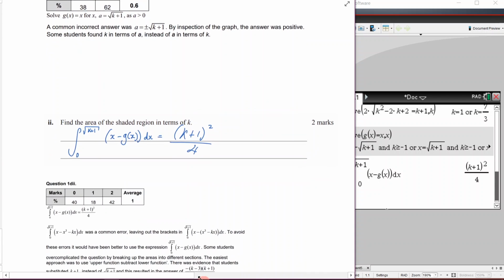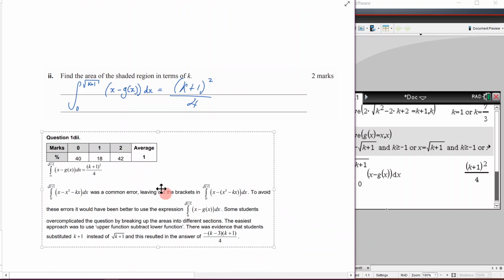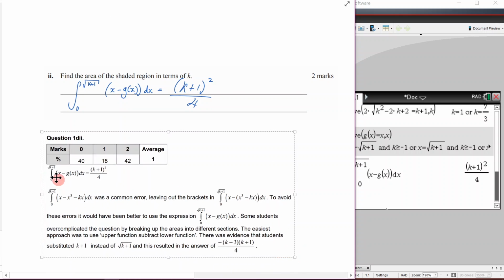Let's look at our examiner's report here. As you can see, 42% of students got the full 2 marks here. And that is exactly the working that we have shown. Very good. Yep, k plus 1 squared over 4. This was a common error, leaving out the brackets in this. To avoid these errors, it would have been better to use the expression this, and that's what we did.